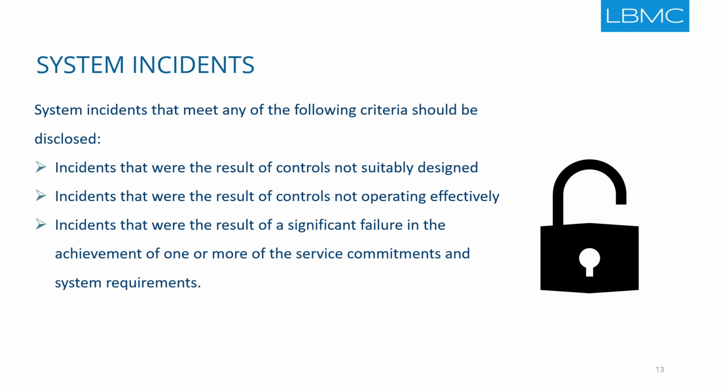Certain system incidents that occurred during the reporting period need to be disclosed, but it may be difficult to determine which ones need to be included. Here are the criteria listed by the AICPA. An incident should be disclosed if the incident was the result of controls not being suitably designed, if the incident was the result of controls not operating effectively, and if the incident was the result of a significant failure in the achievement of one or more of the service commitments or system requirements.